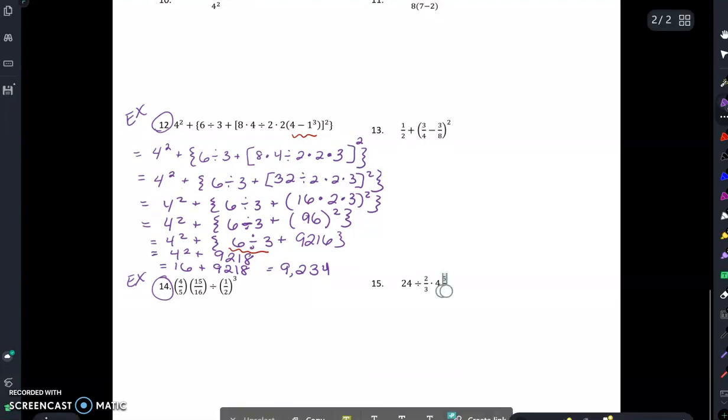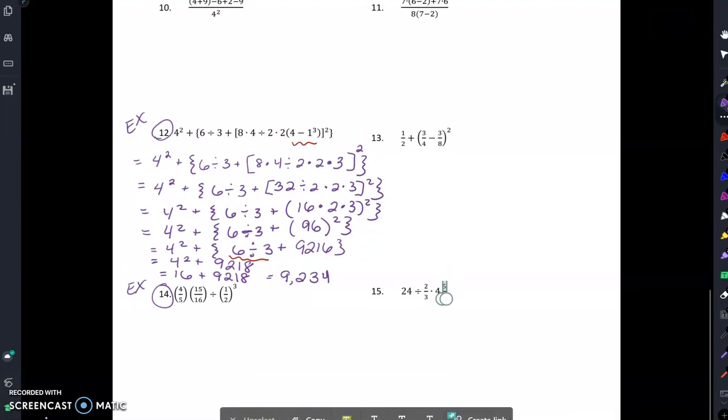So for number 14, we're going to work through some fractions here. Now remember this parentheses here, it just means multiply. So I can actually write this as 4/5 times 15/16 like that, and then divided by the 1/2 cubed, which is going to be 1/8. So I do 1 cubed and then 2 cubed on the bottom.